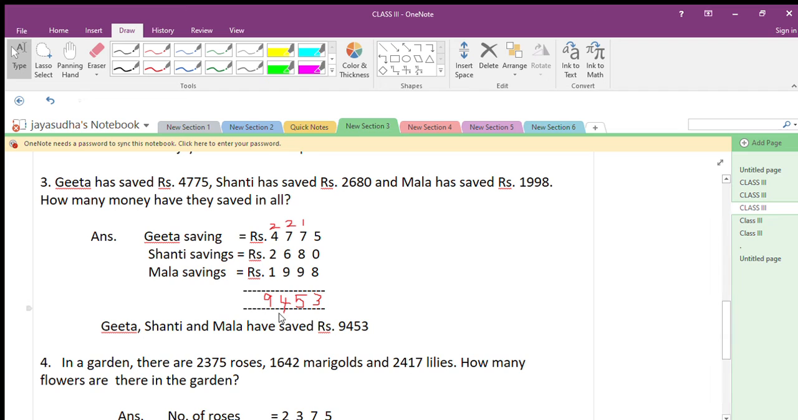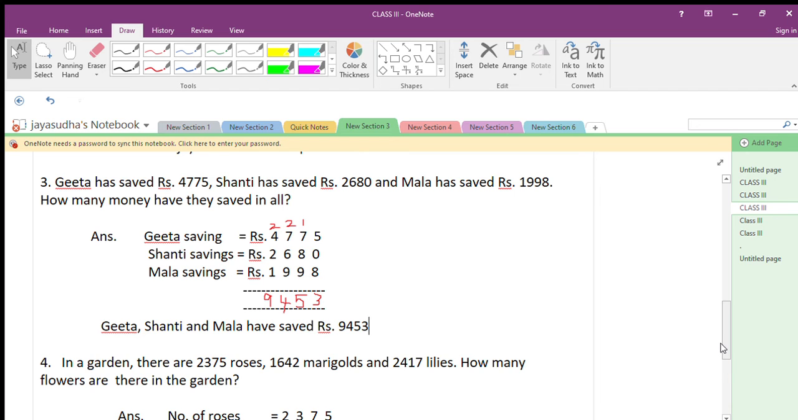Listen once again, I repeat. Geeta has saved rupees 4,775. Shanti has saved rupees 2,680. And Mala has saved rupees 1,998. So how much money have they saved in all? So you want to add these numbers, children. So you get the answer.